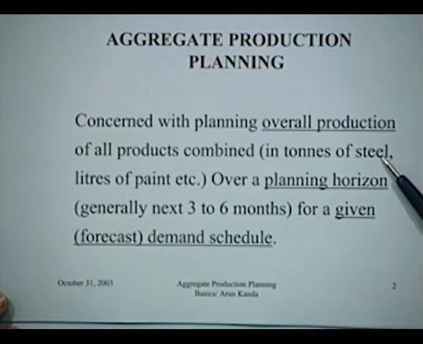So, tons of steel would be a convenient aggregate measure of the performance of the company, and you could then aggregate the demand of all the products in terms of the total tons of steel and use this as an aggregate measure of the requirements of the company.